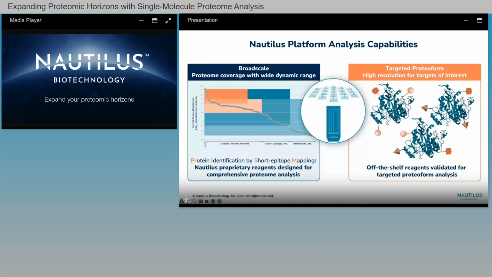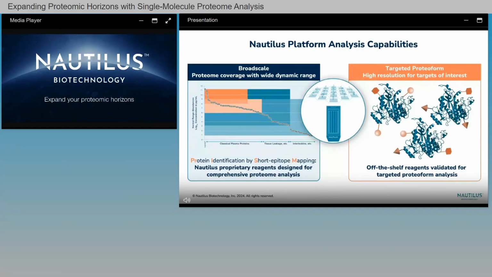Now, I'm going to change gears and talk about the other aspect of the platform, the targeted aspect of the platform. And this platform, again, relies on the same core architecture, however, a different set of affinity reagents that are now off-the-shelf reagents that are validated for targeting either individual proteins or individual sites or modifications within those proteins.